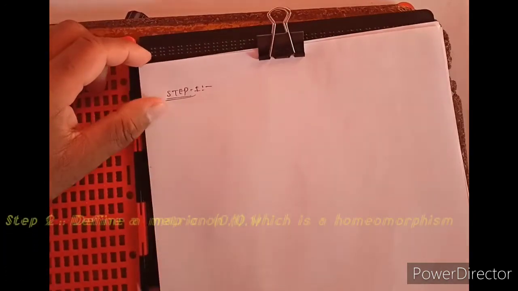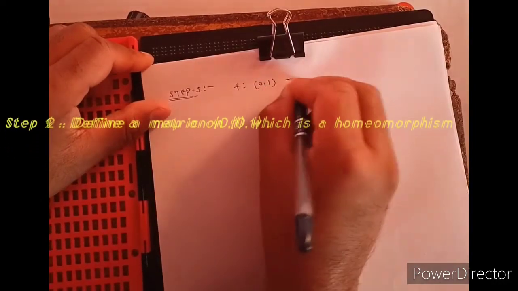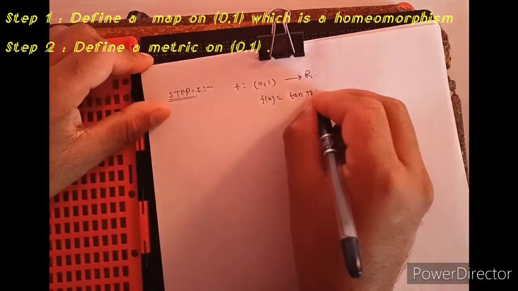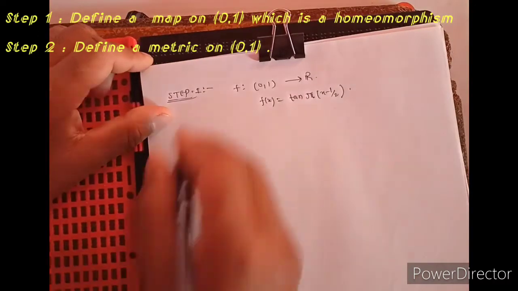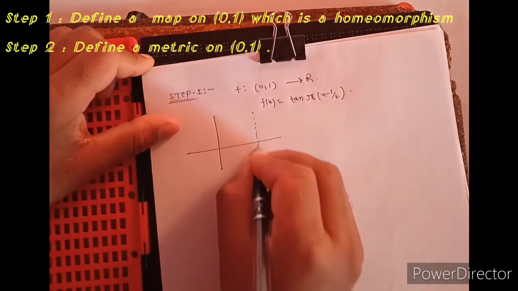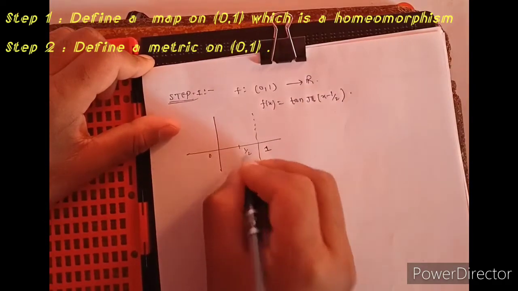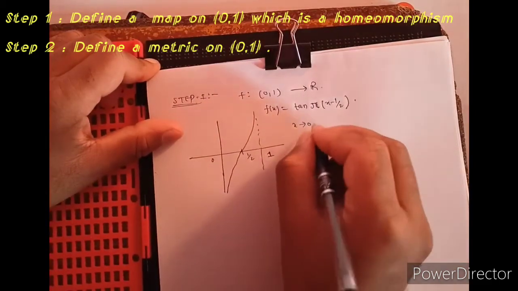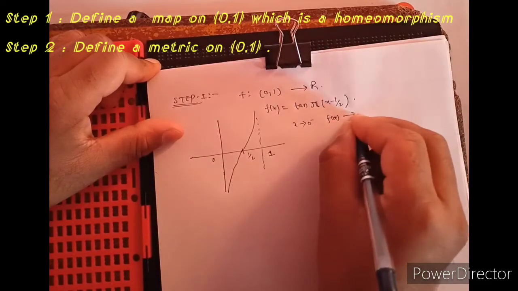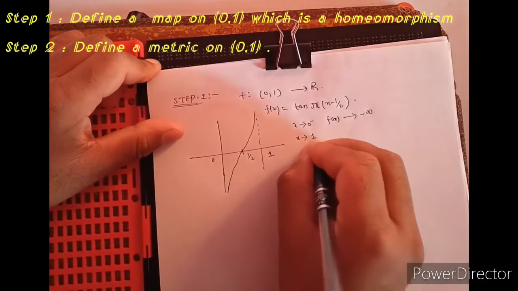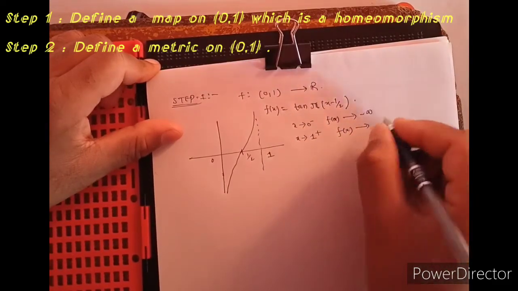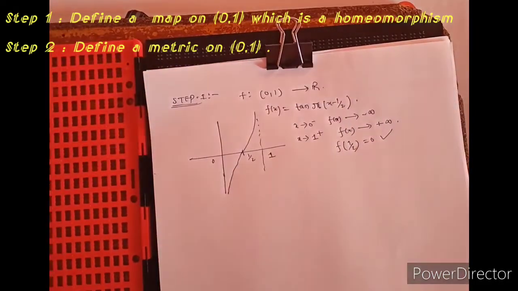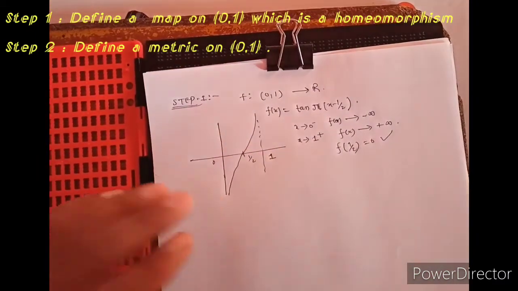we need to define a homeomorphism. First, define a map f from the open interval (0, 1) to R as f(x) = tan(pi times (x minus 1/2)). See, the graph of this map: as x tends to 0 from the positive side, f(x) tends to minus infinity, and when x tends to 1, f(x) tends to plus infinity, and at x equal to 1/2, f(x) is 0. Clearly, this map f is continuous and bijective.